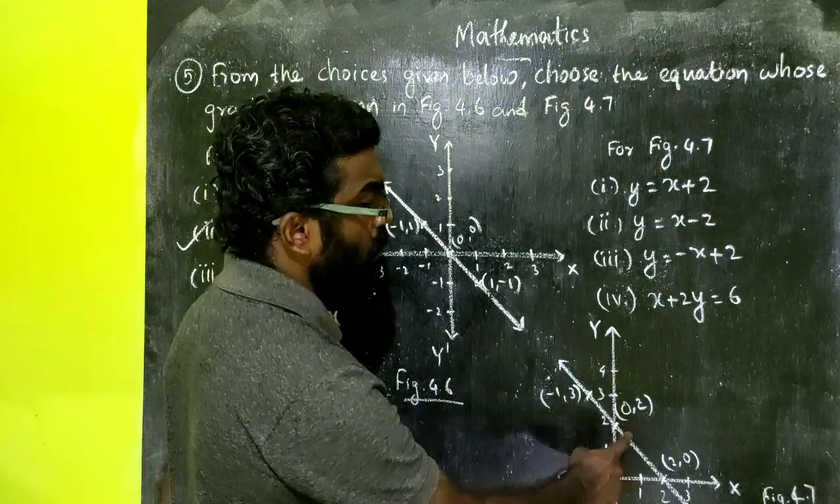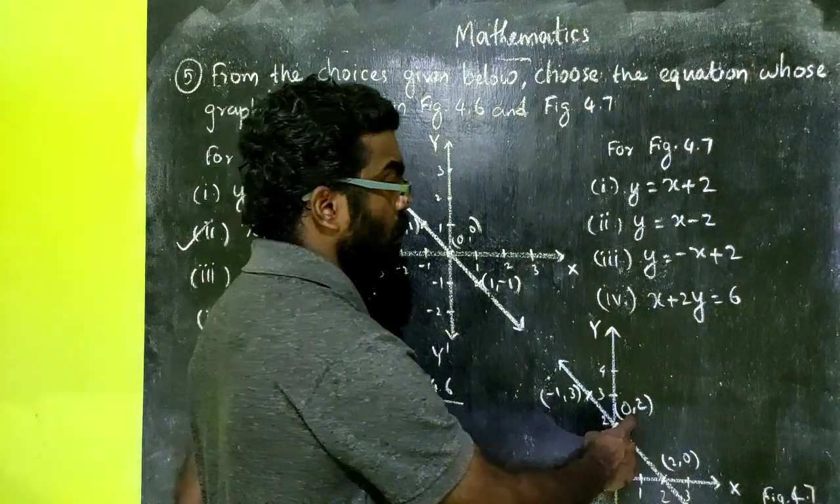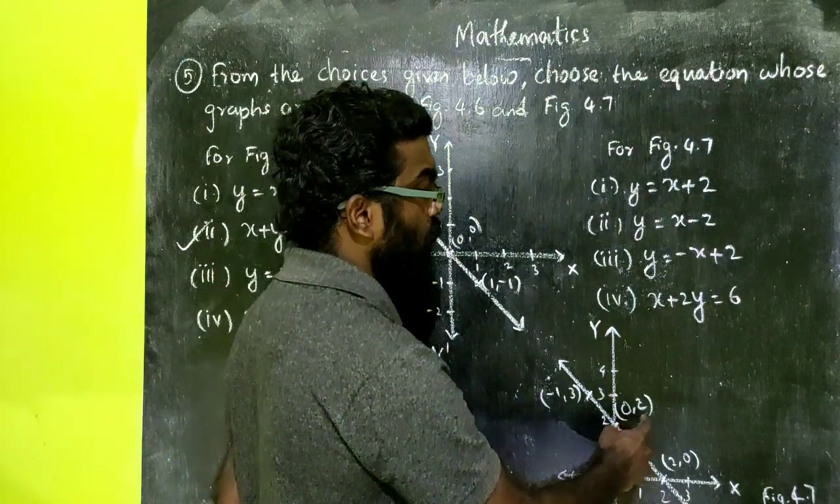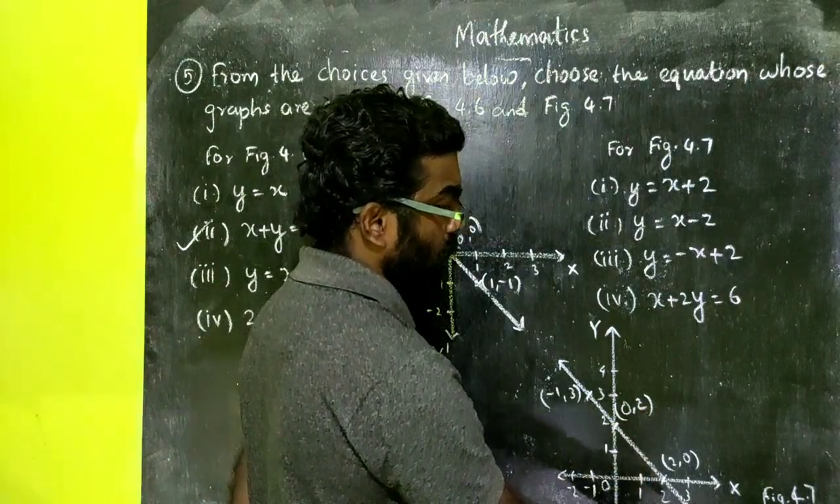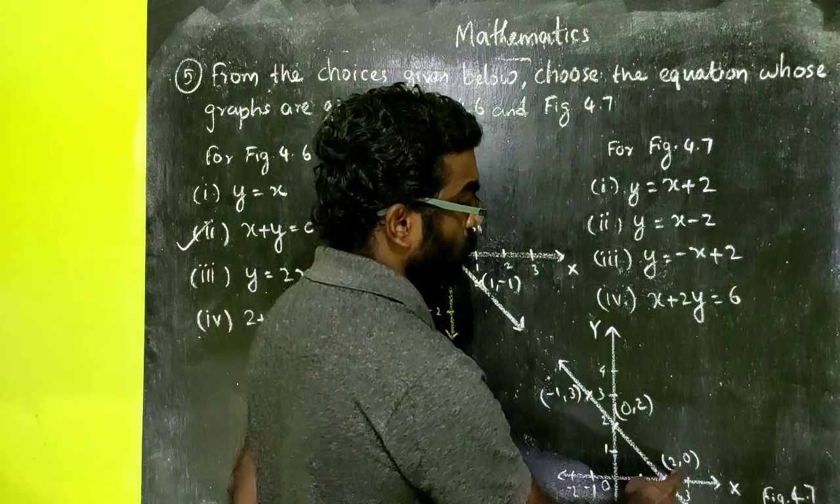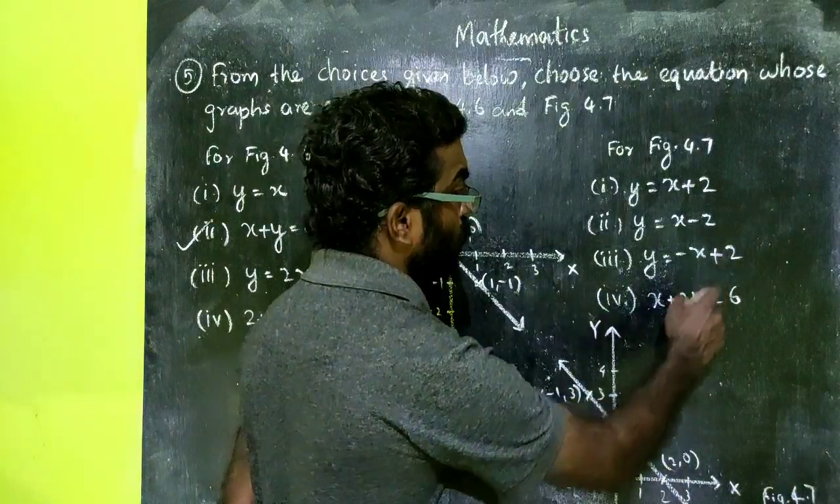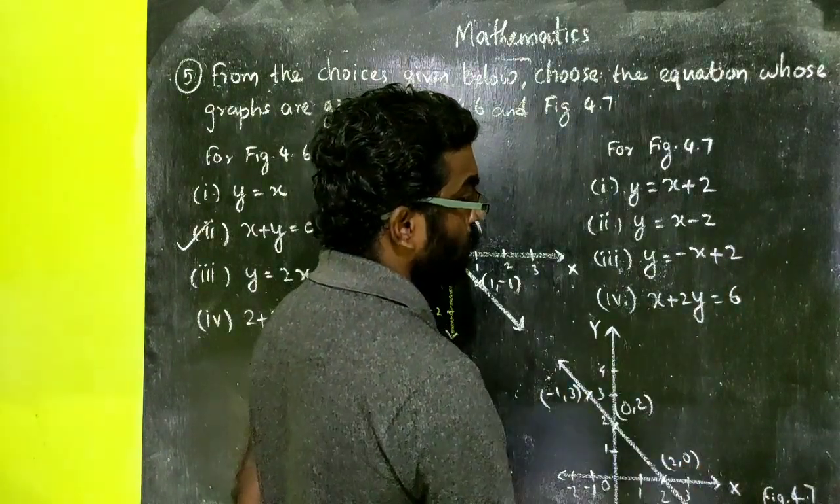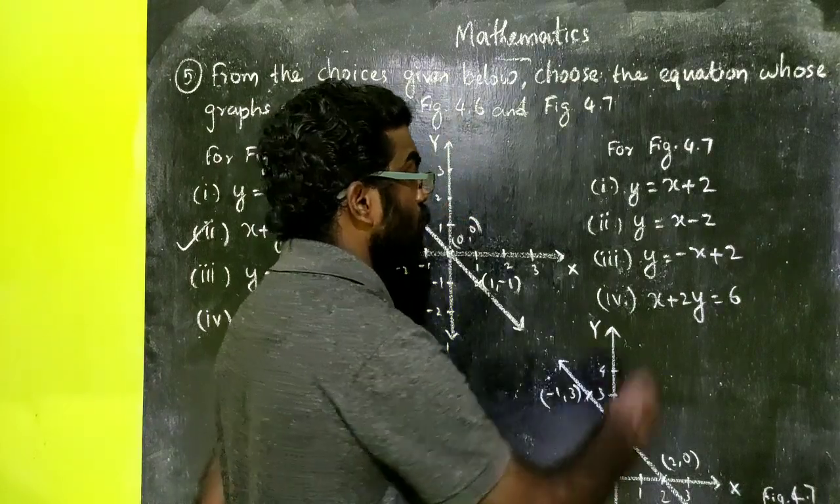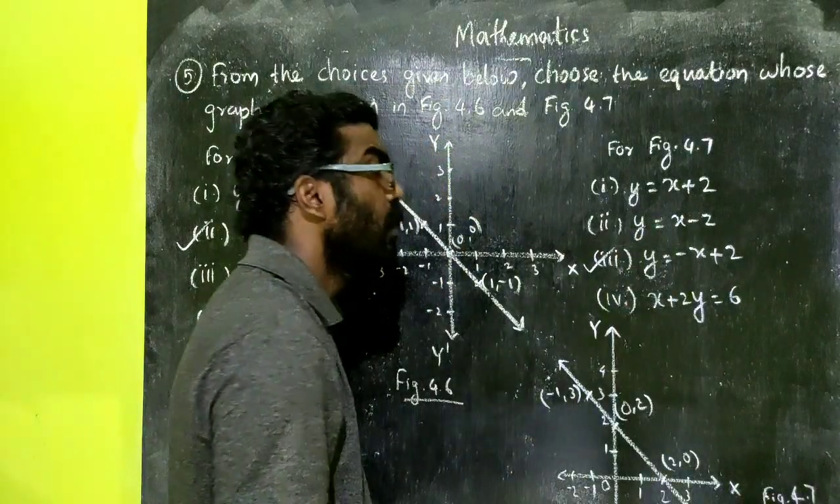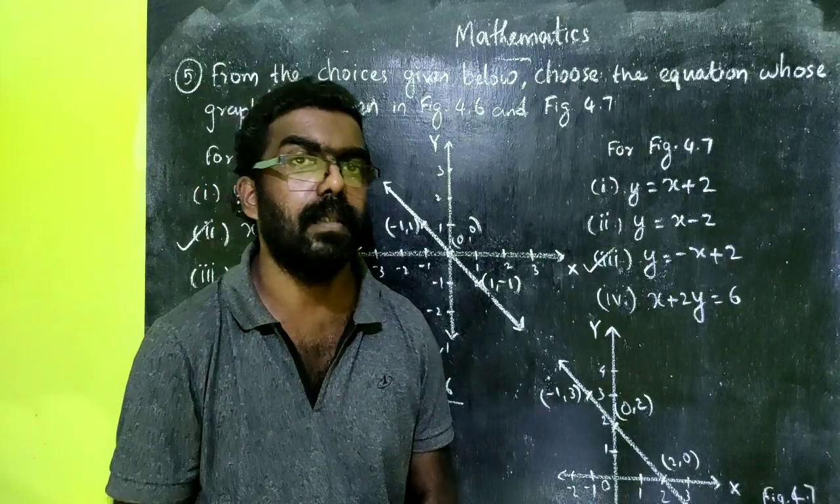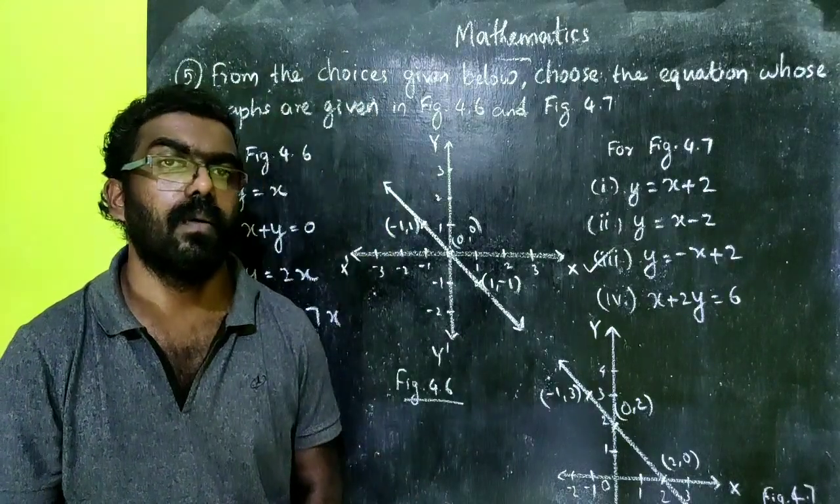Now check the second one, (0, 2). Minus of 0 is 0, 0 plus 2 is 2. It's also correct. Then the third one, (2, 0): minus 2 plus 2 is 0. It's also correct. So the third option is the correct one: y is equal to minus x plus 2.